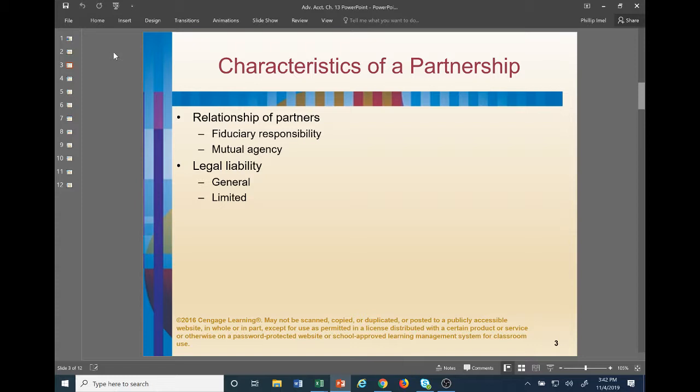The relationship between partners is also characterized as one of mutual agency, which means that each partner is an agent for the other partners and the partnership when transacting partnership business. Therefore, in carrying on the business of the partnership, the acts of every partner bind the partnership itself, even when a partner commits a wrongful act or a breach of trust.